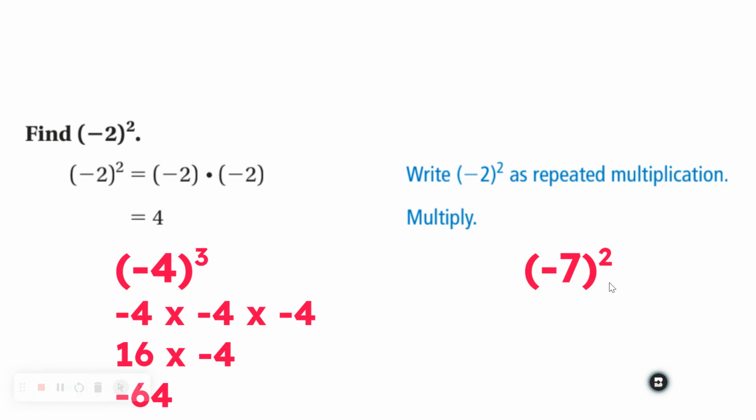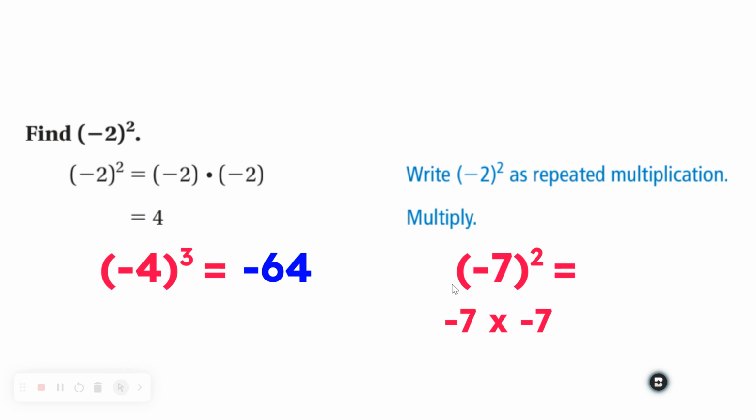Let's look at -7 squared. So again, I need to write this in expanded form. -7 squared means I need to take -7 and repeat it twice. -7 times -7. A negative times a negative would give me a positive. So 7 times 7 is 49, and I get to keep that as a positive because the same sign times the same sign gives me a positive result.